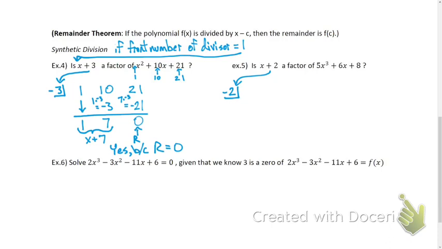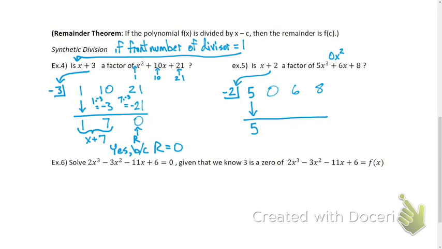I start writing the front numbers, but I hope you notice we have a gap here. We need to put a placeholder for x squared, or it just won't work. Every exponent in between the x to the third and x to the 0 has to be represented. So when I write this, I need a 5, a 0, a 6, and an 8. And now I'm ready to go. So I draw my line. This comes straight down.